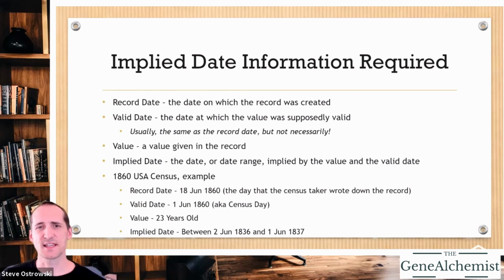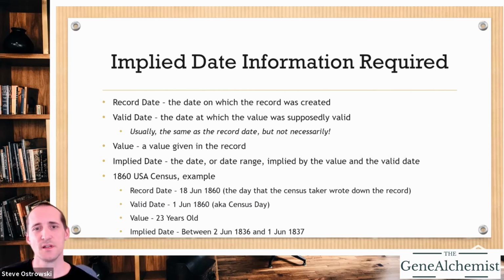So I mentioned the census as a common example when there's differentiations. I'm going to use that example to show what each of these means. So on an 1860 USA census, for example, the record date might be 18th of June, 1860. That's the date that the census taker went around and visited the household. It's usually written on top of the census sheet. Sometimes it's written elsewhere or not at all, but that's the day that they actually went around.